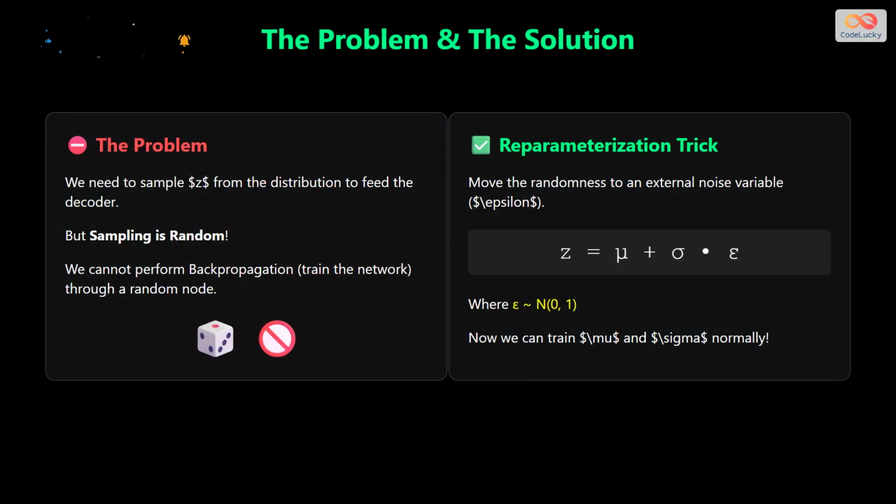Now we face a technical challenge. We need to sample a point from this distribution to feed into our decoder. However, sampling is a random process, and we cannot train a neural network through a random node because we cannot calculate gradients. The solution is the Reparameterization Trick. We move the randomness to a separate variable, epsilon, and calculate z as the mean plus the standard deviation multiplied by epsilon. This allows us to train the network normally.